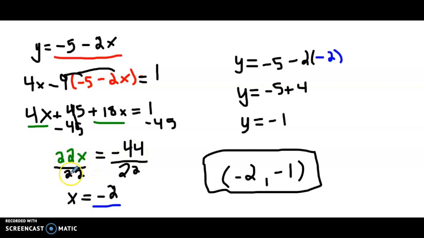And I just have to divide by 22, which will cancel this to get x equals -2. I underline that in blue because we're going to plug that in to figure out what y equals. So we're going to use this equation right here: y equals -5 minus 2x, but instead of x, we can write it as -2. -2 times -2 is +4. -5 plus 4 is -1. So we get y equals -1. So then we get our ordered pair, our x, y, as -2, -1.